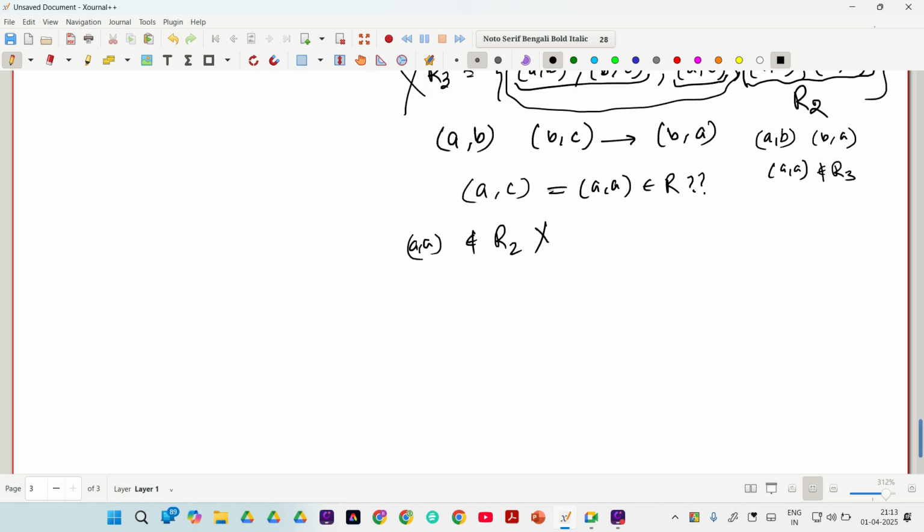Okay, now R4. R4 is A comma B and C comma A. These two elements. Now tell me, whether R4 is transitive or not. Take some time. There is no rush.